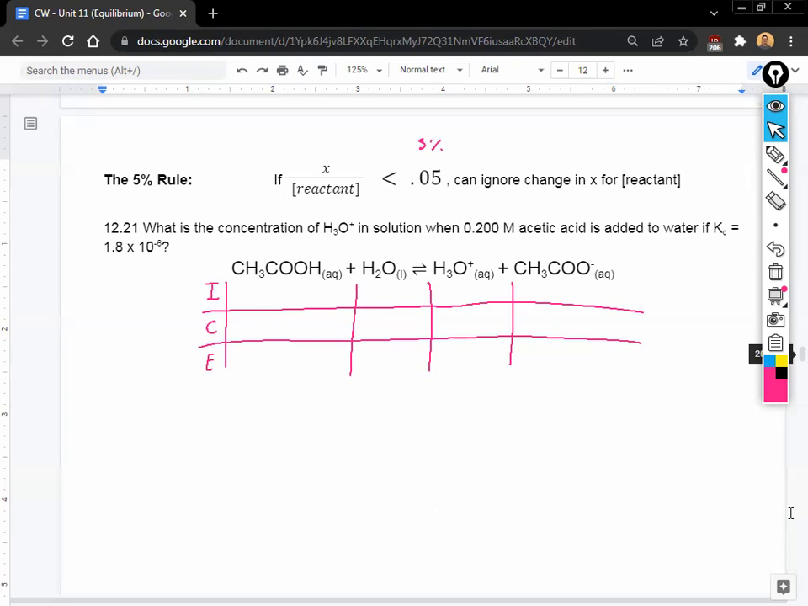All right, I'm gonna start helping you out. If you guys are still plugging things in, please feel free to finish up. But for the sake of time, I'm gonna start plugging in our ICE table.